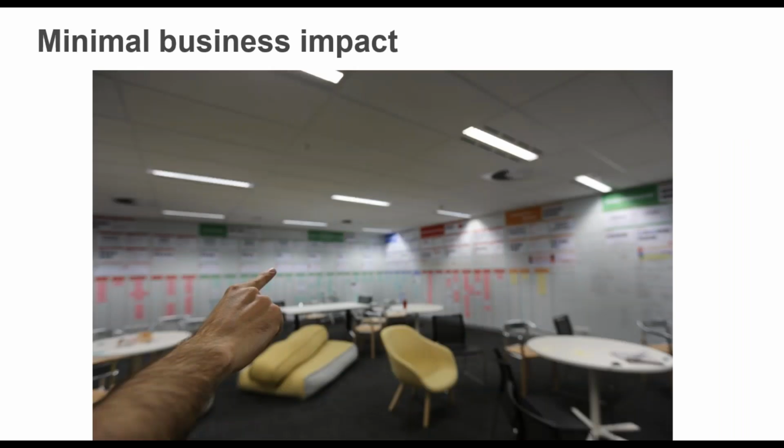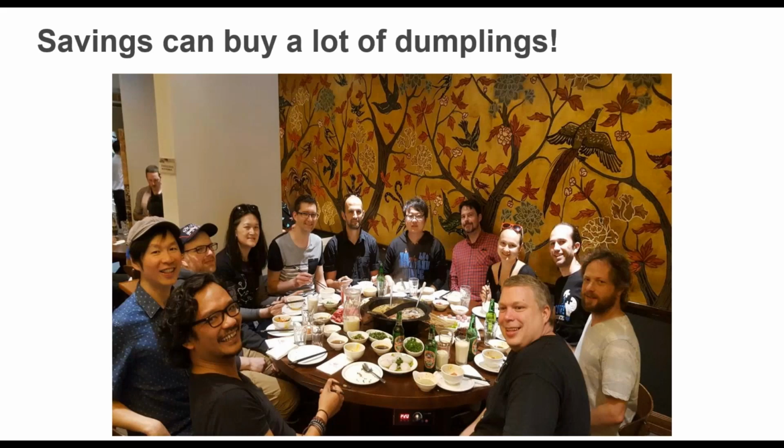And so we were able to achieve that and to stay within our budget envelope with minimal business impact. We didn't have to derail roadmaps or reassign people. We didn't have to stop projects or do any of that. It was big rocks, low-hanging fruit that we were able to implement as part of our current existing roadmaps. And so savings can buy you a lot of dumplings. And it's funny, but the point of the slide is just to demonstrate it's important to celebrate your successes and to recognize the people that have done all the good work.